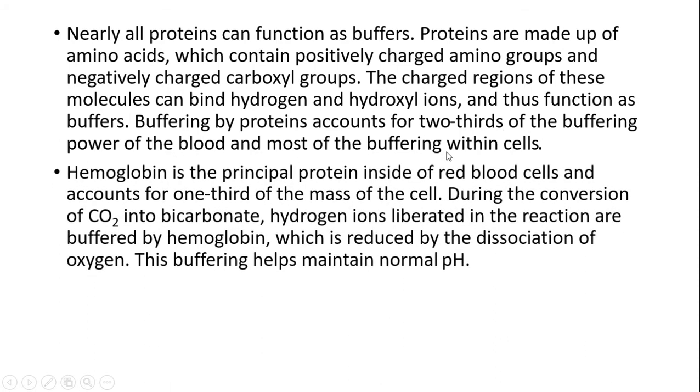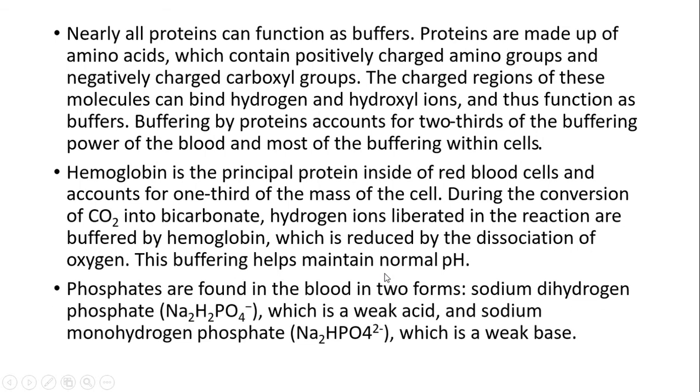Hemoglobin is the principal protein inside the red blood cells and accounts for 1/3 of the mass of the cell. During the conversion of carbon dioxide to bicarbonate, the hydrogen ions liberated in the reaction are buffered by the hemoglobin, which is reduced by dissociation of oxygen. This buffering helps to maintain normal pH.